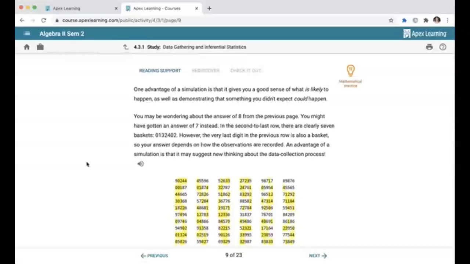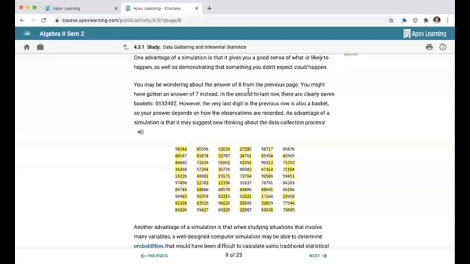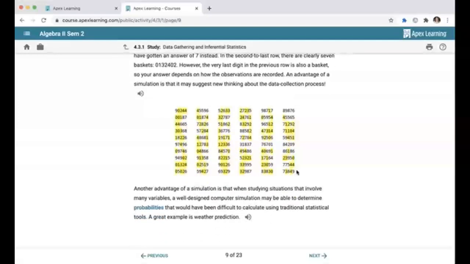The answer from the other page was an 8. You could have also gotten this answer of 7. And what they're saying here is in the second to last row, there are clearly 7 baskets, starting with 0. And I didn't fully understand this one either. So what I would say here is that this is not a good way for them to represent their data.